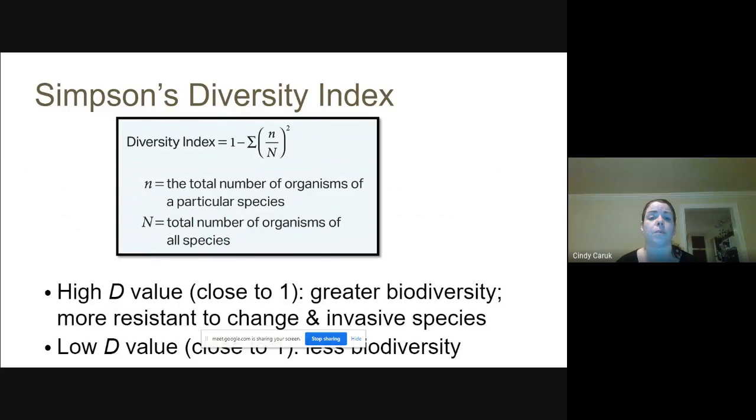So this is the formula you want to make sure you use, okay? You have the total number of organisms of a particular species, so for each species you have to do this. You divide it by the total number of all the species, and then you square it. You do this for each and every single species, and then you have your sigma here, which means sum of, you add those together and you subtract it from 1. A high diversity index, closer to 1, means a greater biodiversity. It's a healthier community. It's going to be more resistant to change and invasive species. A lower one is less biodiverse, and that puts out a higher risk.